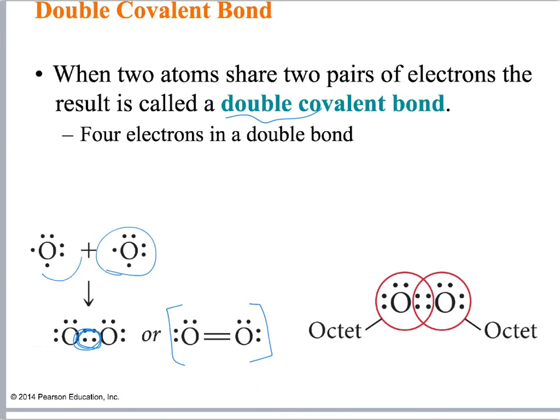Each neutral oxygen atom has 6 valence electrons. So in order to have a full outer shell, which is 8 valence, each oxygen needs to gain 2 electrons. And they do so by each of them sharing 2 electrons with each other. So again, each pair of electrons can be replaced with a line, and since we have 2 pairs here, it's 2 lines, or a double bond.